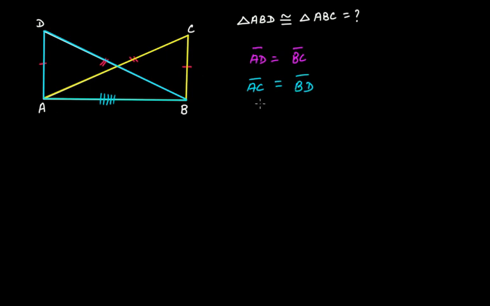And this is common. Therefore, AB is equal to AB, that is a common side. Therefore, from this one, side, side, side, right? Three sides of one triangle are equal to the other triangle. Side, side, side congruence criterion is being satisfied. Since the side, side, side congruence criterion is being satisfied, therefore triangle ABD is congruent to triangle ABC.